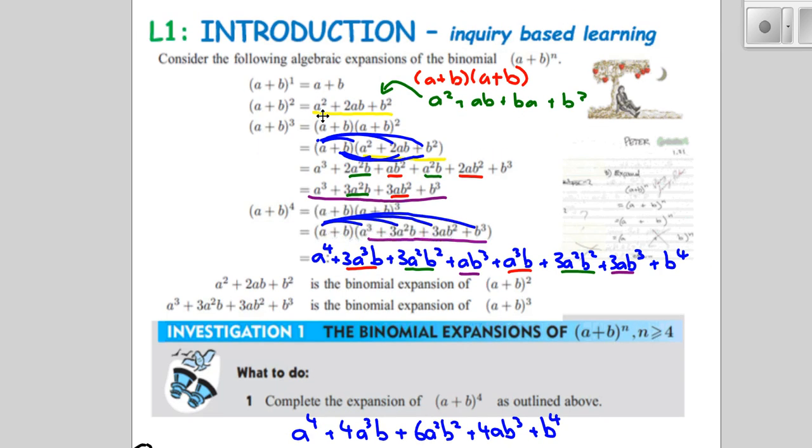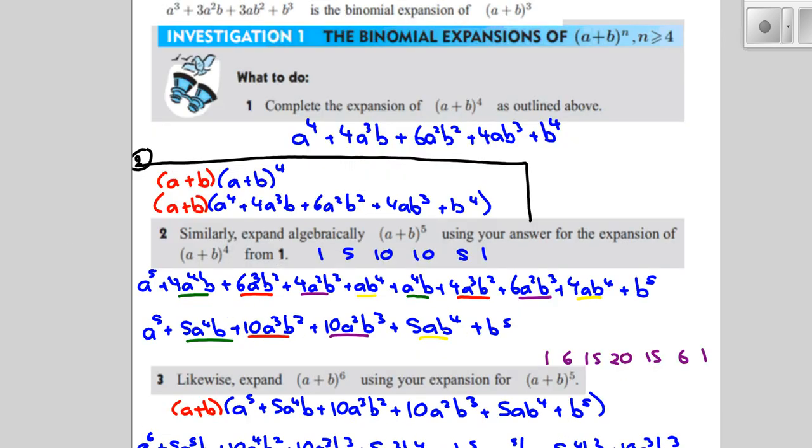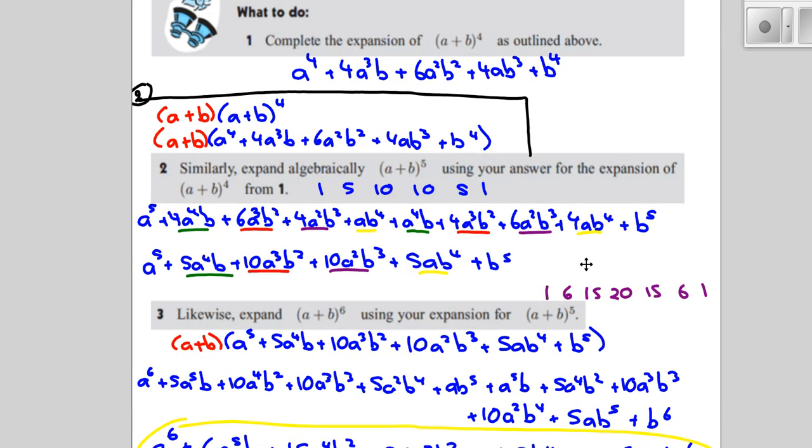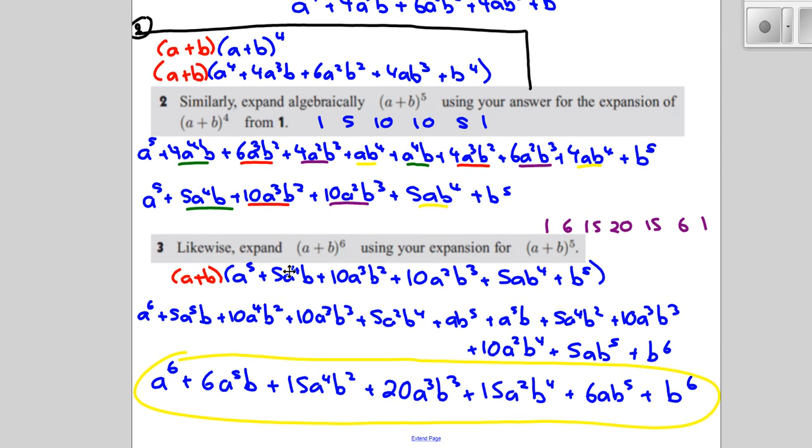When it was cubed, you end up with 4 terms in the final expanded version. When it was to the power of 4, you ended up with 5 terms. When it's to the power of 5, you ended up with 6. And we were in the process of doing this one, a plus b to the power of 6, you ended up with 7. And noticing that the coefficients 1, 6, 15, 20, 15, 6, 1 came from Pascal's triangle.